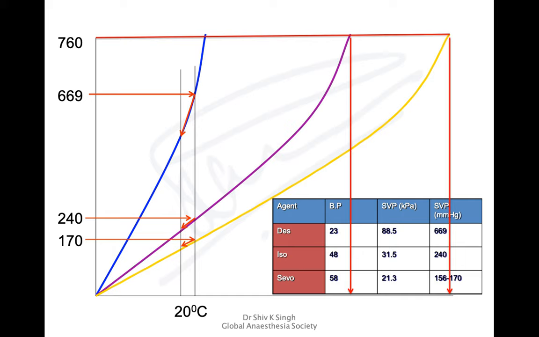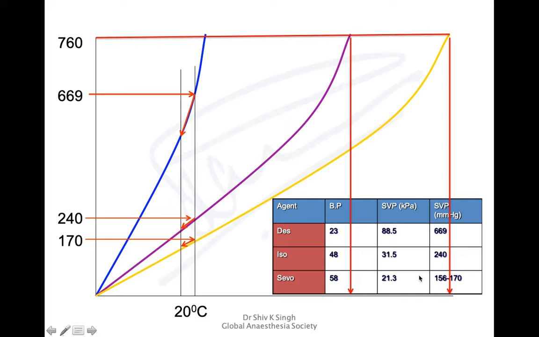So at 20 degrees, the sevoflurane has a saturated vapor pressure of 170. The isoflurane has a vapor pressure of 240, and it is 669 for desflurane. So very high saturated vapor pressure with desflurane. Now, if you look at the boiling points for the various agents, it'll be 23 degrees here. So at 23 degrees Celsius, the vapor pressure inside the chamber of desflurane will be equal to atmospheric pressure. That means it will start boiling at around 23 degrees.